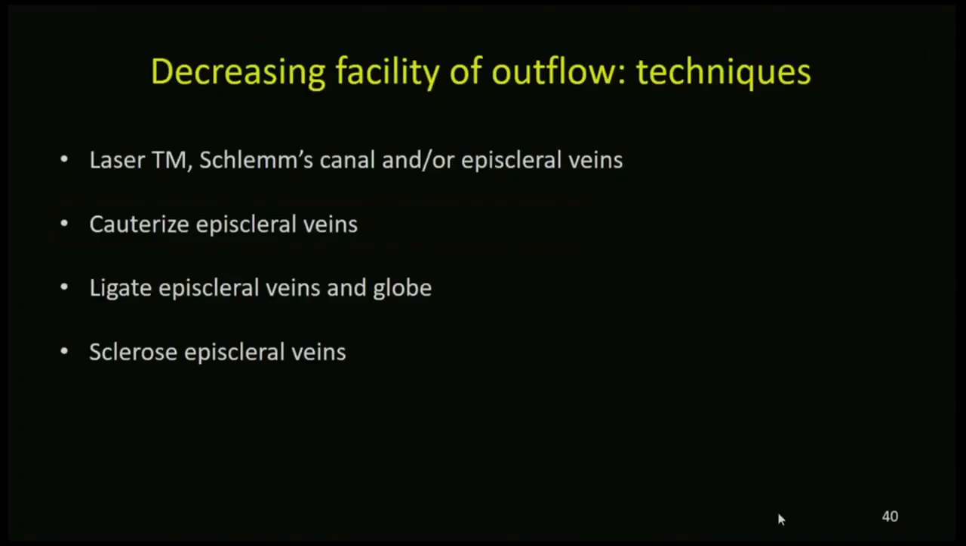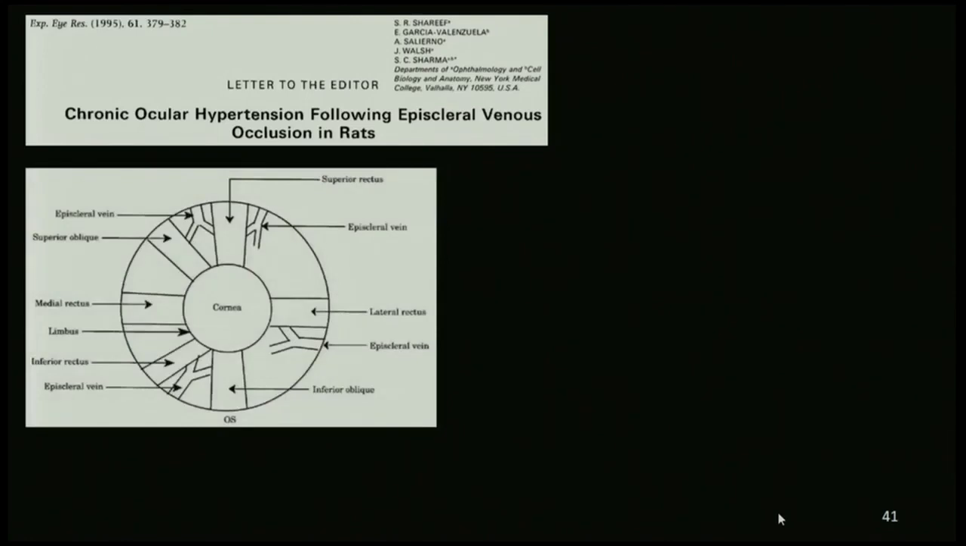So now let's move on to the next way of decreasing facilitated outflow, and that's to cauterize episcleral veins. So instead of laser, we're going to use heat. Okay, so this is a fairly older paper looking at chronic ocular hypertension with episcleral venous occlusion in rats. And again, this is that schematic that we just saw in the 2017 paper. It looks very similar. And again, this time, these episcleral veins in this schematic are further away from the cornea. They're not touching the limbus. And again, these, to me, look more like vortex veins rather than episcleral veins. Again, I'll show you what it looks like in a rat in our laboratories.